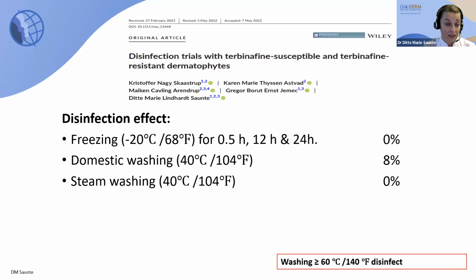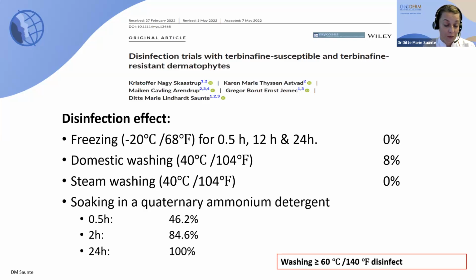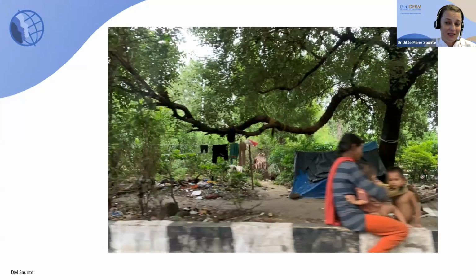We washed them at 40 degrees, and we did steam washing, and there was really no or very little effect. Then we soaked them in this quaternary ammonium detergent, which, at least in Denmark, is a part of sports washing, which is commercial and available in normal shops. We soaked them for half an hour, 2 hours, and 24 hours, and there was 100% clearance rate after 24 hours of soaking. This was also true for the terbinafine resistant dermatophyte, so we can suggest that as an alternative to washing at more than 60 degrees.